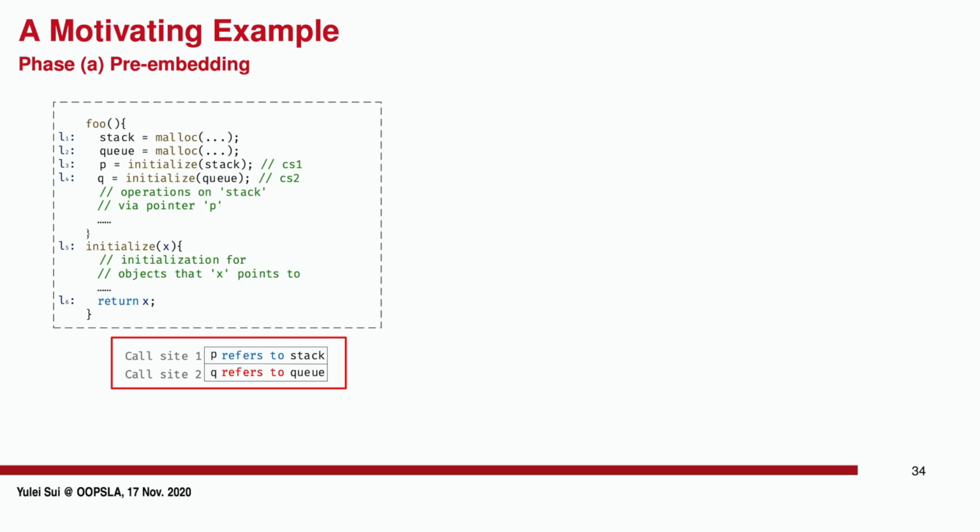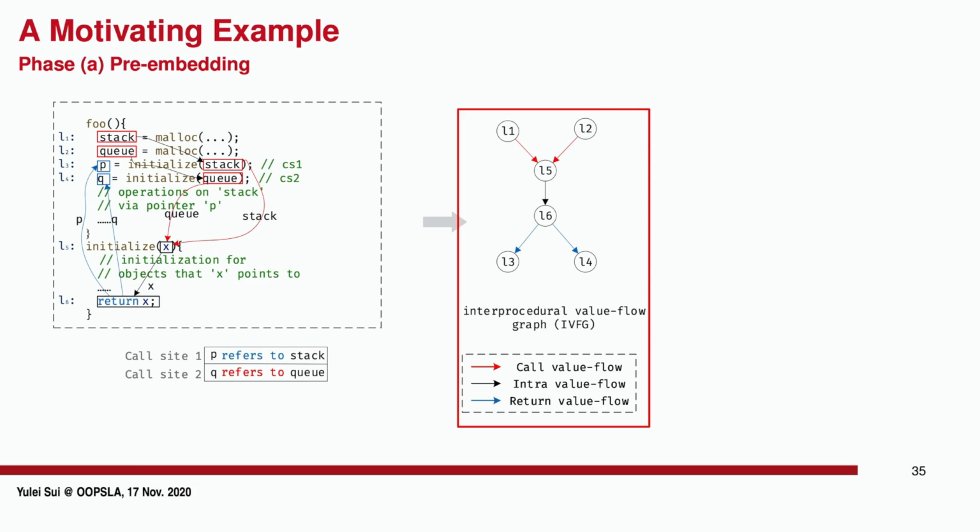We aim to show that our embedding can precisely preserve the dependence relations that P only refers to the stack and Q only refers to the queue object in a context-sensitive manner. Any operations through P only manipulate the stack but not the queue object. The pre-embedding phase first builds an IVFG, on which each node represents the definition of a variable at a program statement, and each edge represents the def-use relation of a variable.